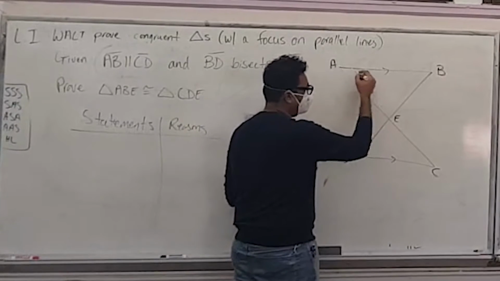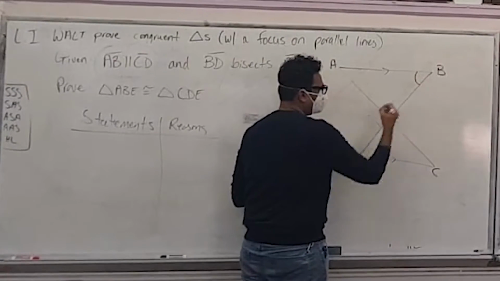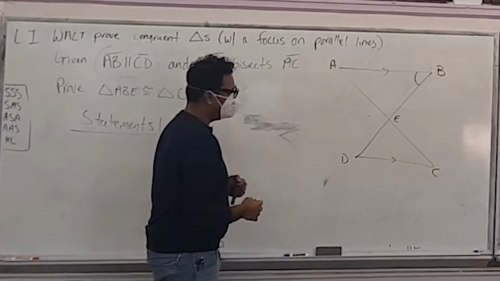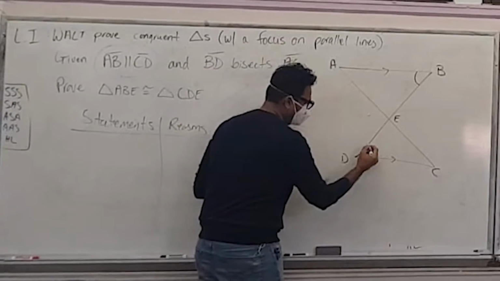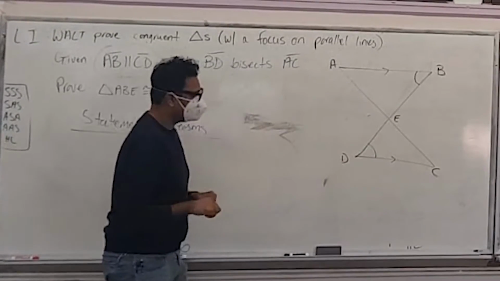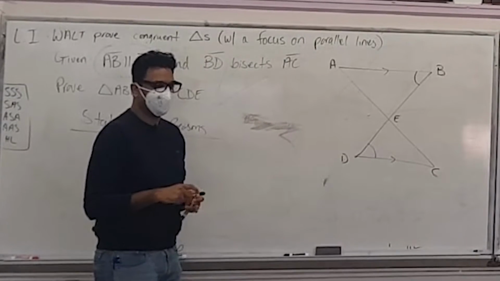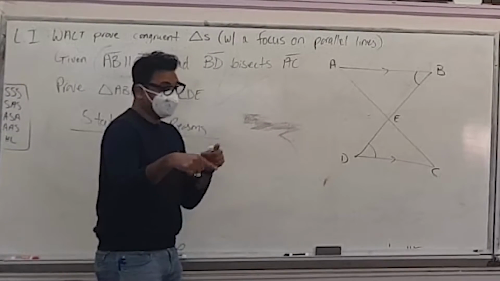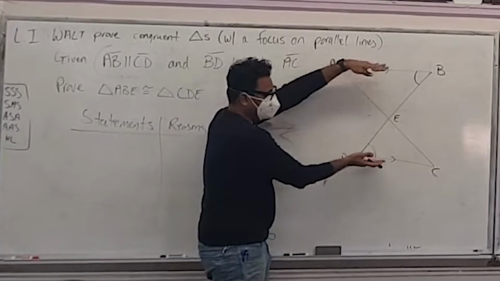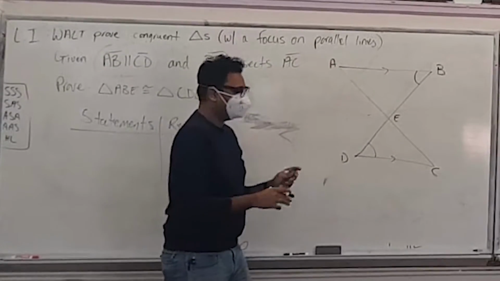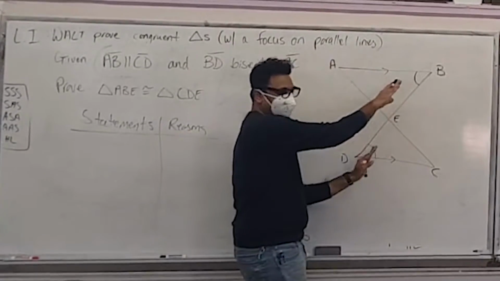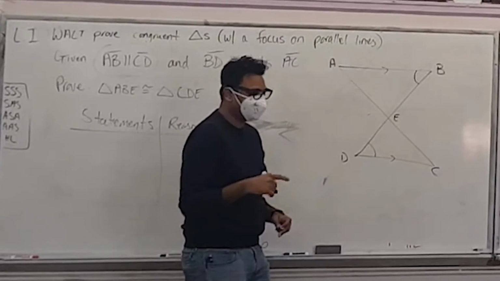Wait, let me see. You're saying angle ABD, right? It's congruent to what? BDC? It's kind of like that, except that these angles are interior. Sorry, yeah, it's congruent interior angles or something like that. Alternate interior angles. Congruent alternate interior angles.